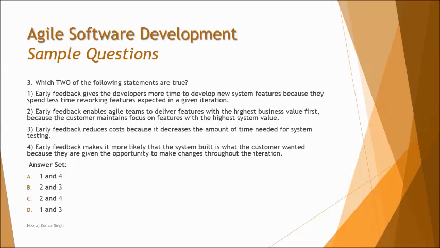When you talk about customer collaboration, of course, the prioritization can be done by the customer, and based on that, we can deliver what they want at the earliest. So 2 seems to be quite good and fine. 3. Early feedback reduces cost because it decreases the amount of time needed for system testing. I don't know how exactly it is related to that, because early feedback generally helps you determine what to be done first, and provides consistent feedback. Number 4, early feedback makes it more likely that the system built is what the customer wanted, because they are given the opportunity to make changes throughout the iterations, and this is one of the inputs from the same.